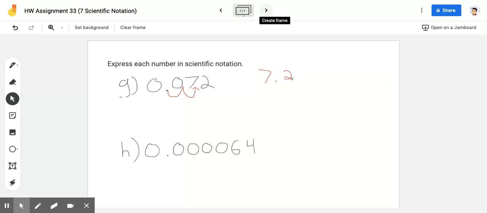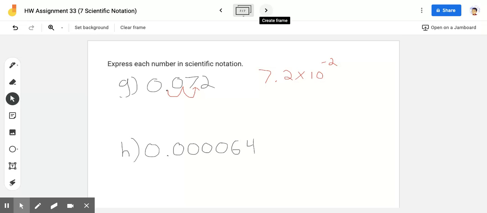How many places did I move my decimal point? 2 times. And this was a very small value. So it was a value that was less than 1. Therefore, I'm going to have a negative exponent. 7.2 times 10 to the negative 2nd power.